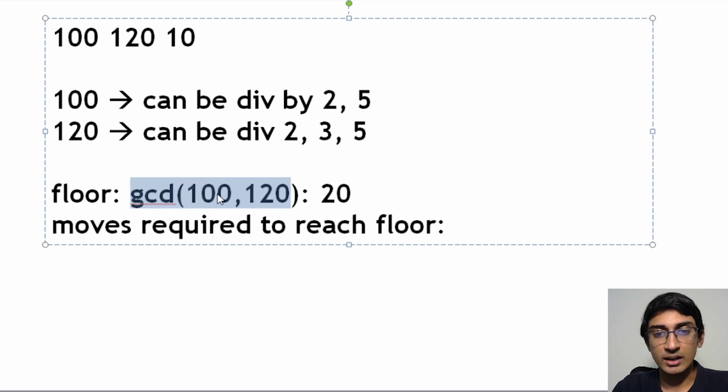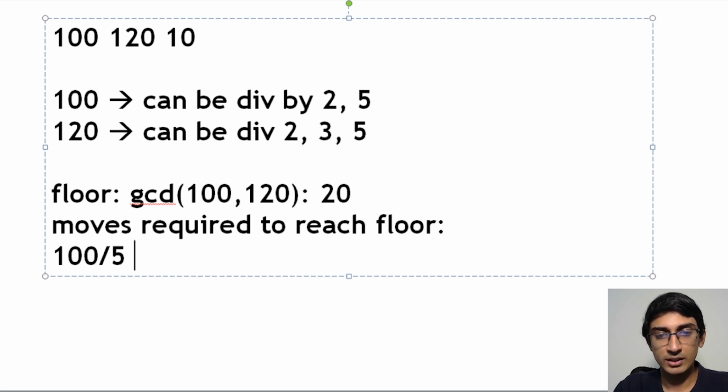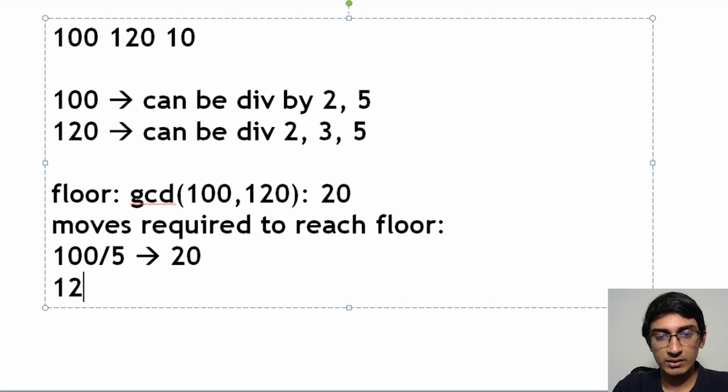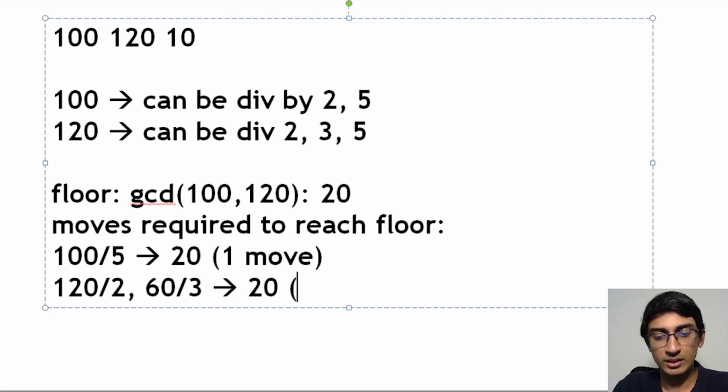For 100 to reach 20, I just require one move, right? So 100 divided by 5 will give me 20, right? And 120 divided by 6 will give me 20, except that I can't divide by 6 because I always have to divide by a prime factor. So I can first do 120 divided by 2, then I can do 60 divided by 3, or the other way, I can do 120 divided by 3 and 40 divided by 2. Both of them will reach 20. So this required one move, this required 3 moves, right?